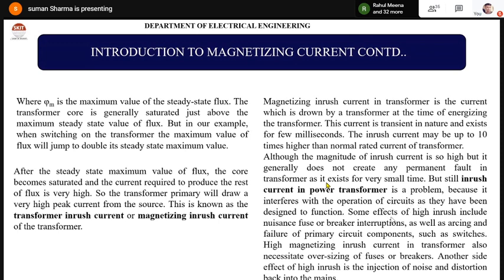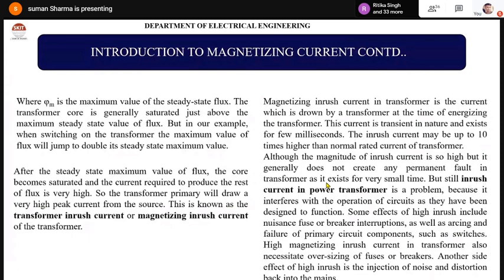So some effects of high inrush include the nuisance fuse or breaker interruptions, as well as arcing and failure of primary circuit components such as switches. High magnetizing inrush current in transformer also necessitates oversizing of the fuses or breakers. Another side effect of high inrush is injection of noise and distortion back into the mains.